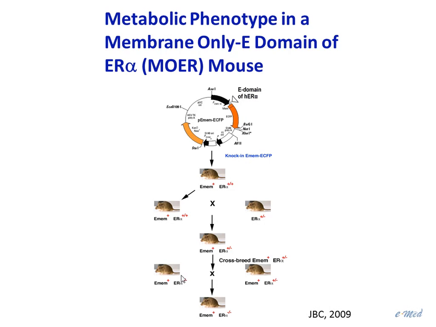So to do this, we made a mouse, a transgenic mouse. I'm not going to go through this, but let me just tell you what it is. It is the Pierre Chambon ER-alpha total knockout mouse with the ligand binding domain of ER-alpha expressed in the mouse cells, all the cells, and targeted exclusively to the plasma membrane. So let me show you what that looks like.